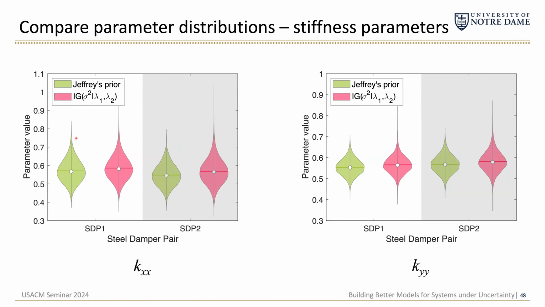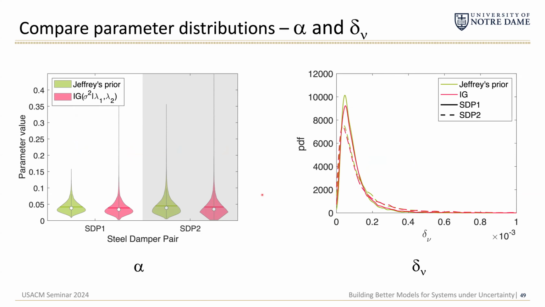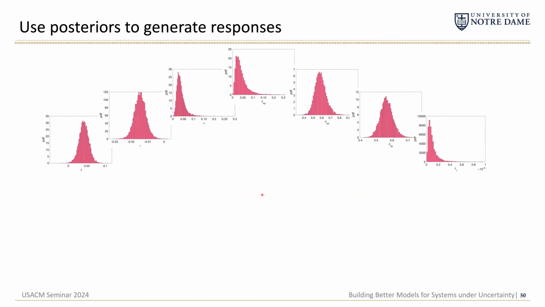And if we look at this as well for our stiffness modifying parameters, we can look at this for our post-yield stiffness ratio, for delta nu, which is one of our degradation parameters. I realize the appearance of this violin plot is starting to look a little strange, so it might be more helpful to contextualize this in terms of a density plot. But again, comparing steel damper pair 1 to 2, comparing our two different assumptions for how we treat the error variance, we get very comparable distributions, very comparable densities for these model parameters.